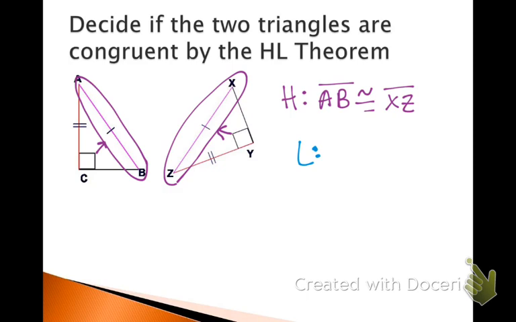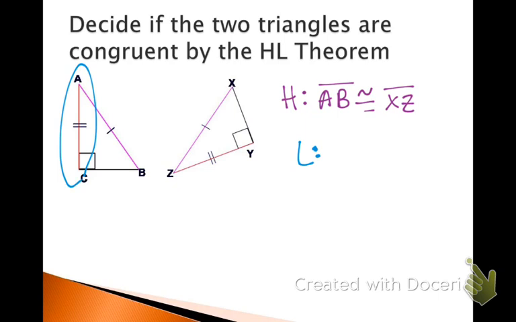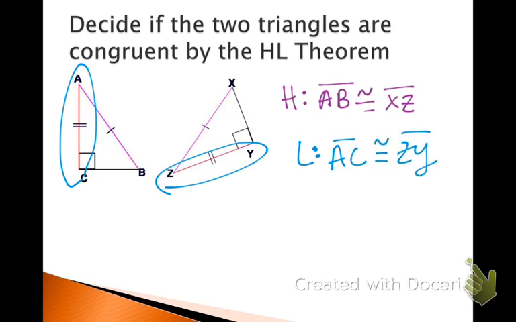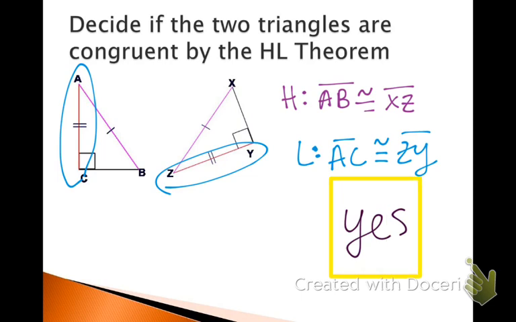All right, so let's look for a leg. I do see one. AC is marked congruent to ZY. So this would be a yes. We can determine if the two triangles are congruent by the hypotenuse-leg theorem, because a pair of hypotenuses were marked congruent and a leg were marked congruent. So this is enough information.